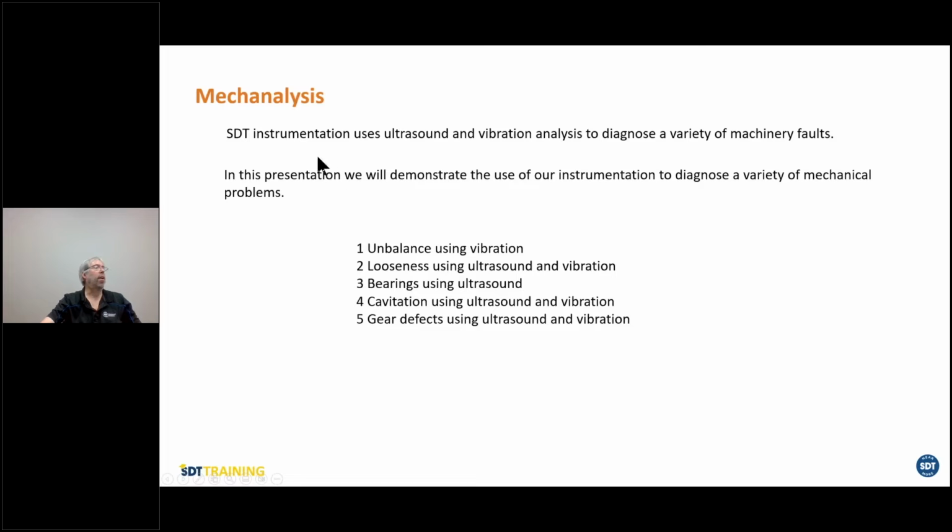We'll be discussing what I call mechanalysis. SDT interpretation uses ultrasound and vibration analysis to diagnose severity of machinery faults. In this presentation, we'll demonstrate the use of our instrumentation to diagnose severity of mechanical problems: 1. Unbalance using vibration. 2. Looseness using ultrasound and vibration, bearings using ultrasound and vibration, cavitation using ultrasound and vibration, and gear defect using ultrasound and vibration. So I use both technologies to do diagnostics. It's better to have two things tell you the same problem than just having one. It gives you confidence in your output.